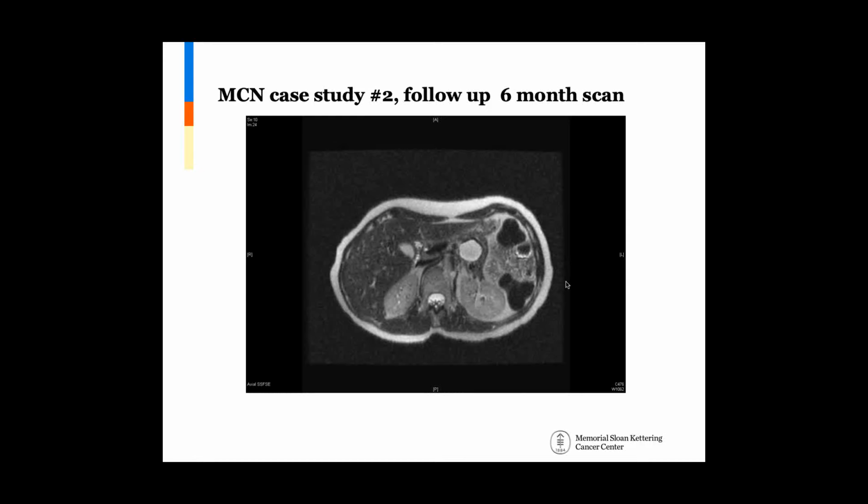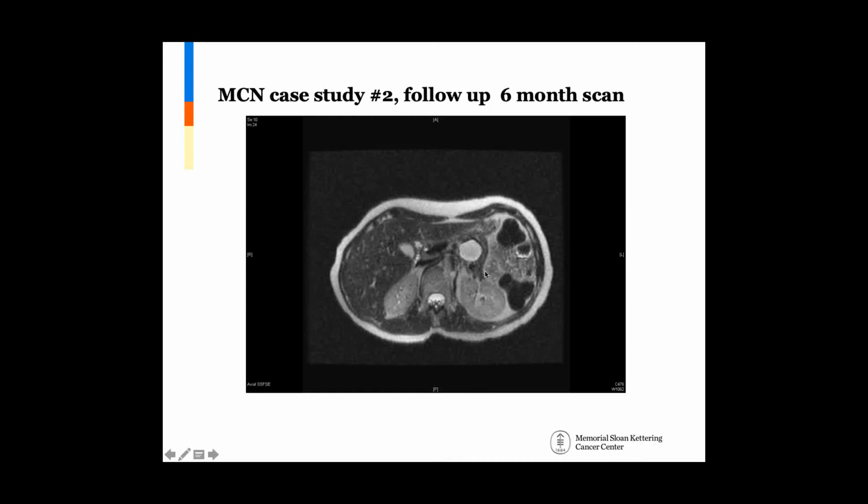Clearly enlarging unilocular cyst in the tail of the pancreas. So we decided that she needed to have resection. One thing I want to point out about this is a classic appearance for MCN because it's a well-circumscribed lesion. Looks like a perfect circle, and it's displacing the rest of the pancreas like this.